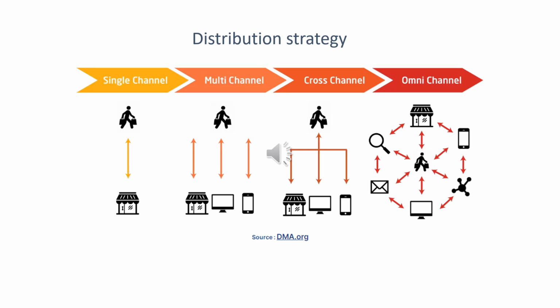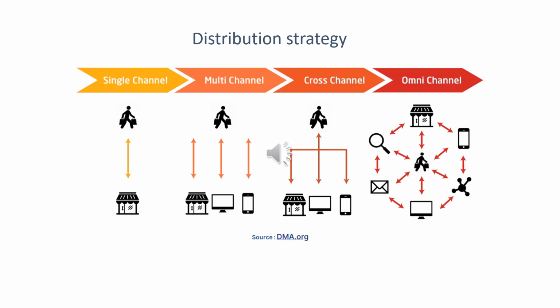For example, you can go online for a particular company. You can choose your product online and compare between products, and then you go to the store and purchase the product. So in the same transaction, you have used, as a consumer, different channels.